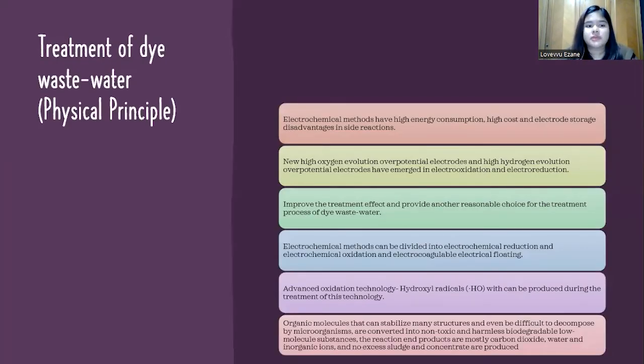Lastly, I'll talk on the chemical methods, which mainly include electrochemical method and advanced oxidation method. Electrochemical methods have high energy consumption, high cost, and electrode disadvantages, and side reactions inside the reaction, such as oxygen evolution and hydrogen evolution. Electrochemical methods can be divided into electrochemical reduction and electrochemical oxidation. Besides that, there is electrocoagulation, electro-flotation, and so on.